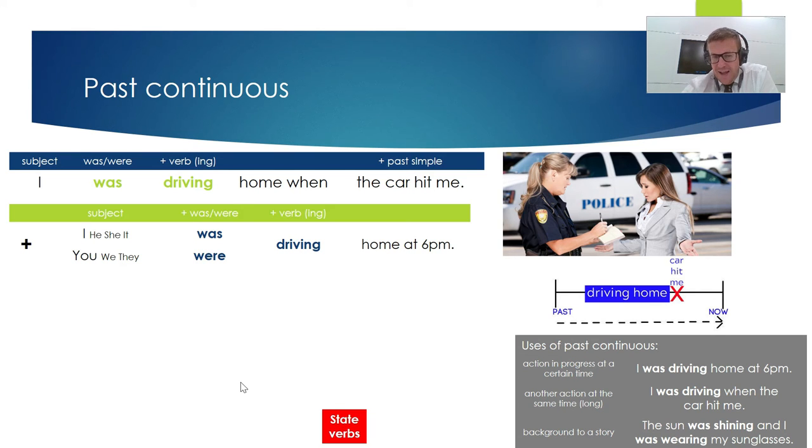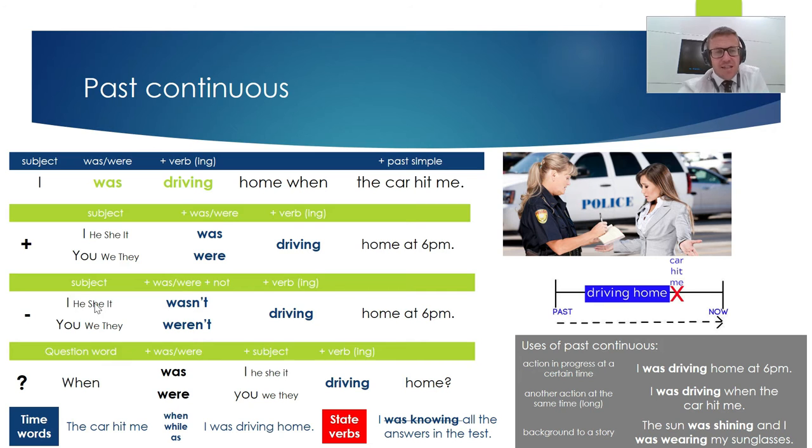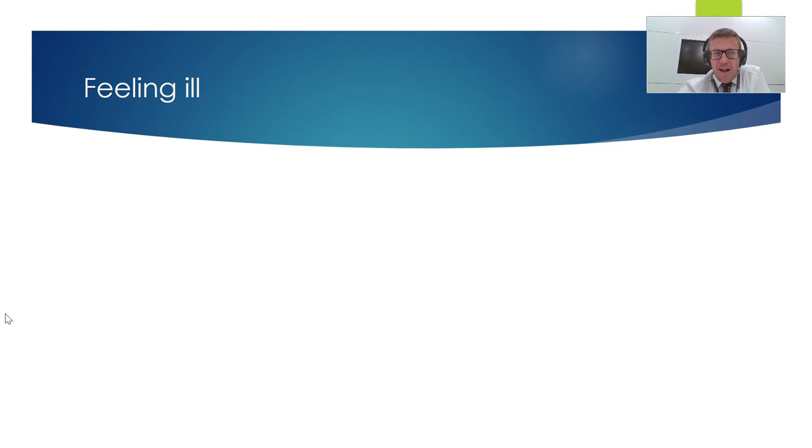And the final thing is state verbs. A state verb is a verb that describes your state, your situation. So something like, understand, or know. These are not used in past continuous. I was knowing all the answers in the test is not correct. Okay, so this is the past continuous. Let's move on to feeling ill.